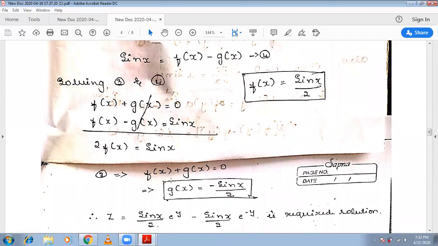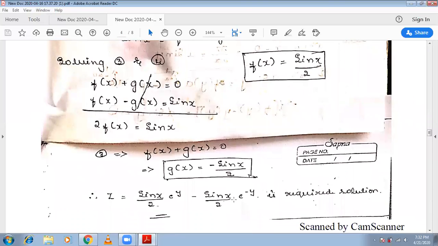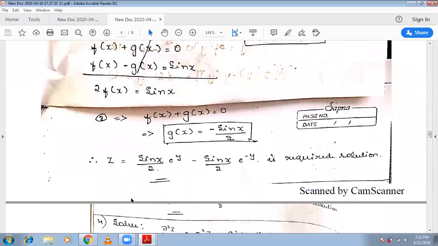Put f of x value in equation 3. Equation 3 is f of x plus g of x is equal to 0. G of x is equal to minus f of x. So this is equal to minus sin x by 2. Put f of x and g of x value in equation 1. So z is equal to sin x by 2 e power y minus sin x by 2 e power minus y, which is the required solution.